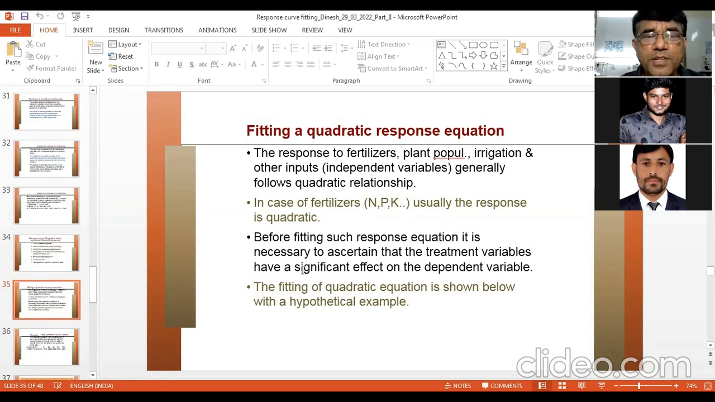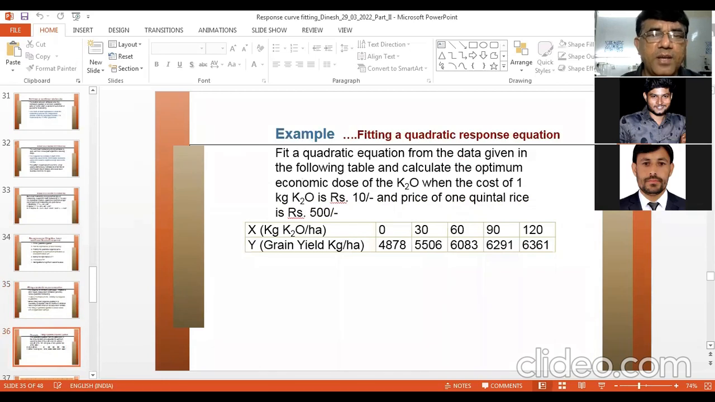Before fitting such response equation, your data has to be significantly different. As I told you in the beginning, F test has to be significant, and then the fitting of quadratic equation is shown below with a hypothetical example. This is somewhat hypothetical example, not exactly hypothetical. I have taken this example from Gomez and Gomez book. So you must read one chapter from Gomez and Gomez book on correlation regression analysis, that is linear relationship and non-linear relationship. There are two chapters you can read.